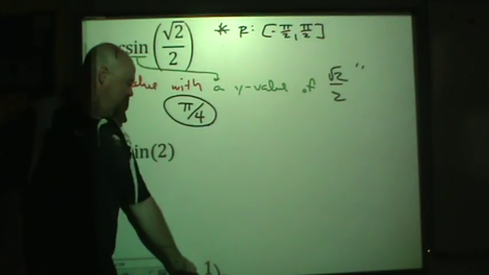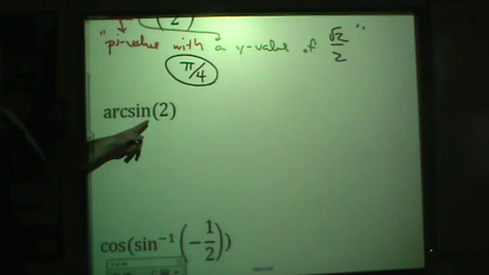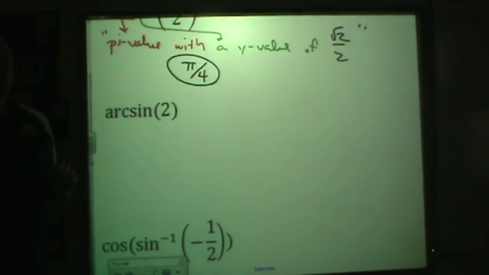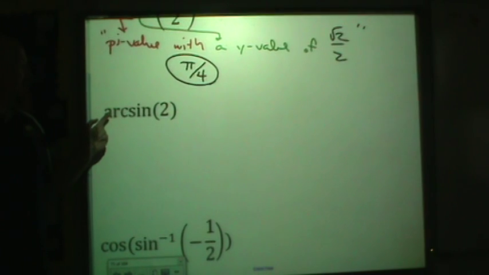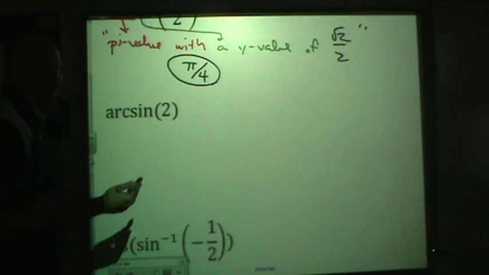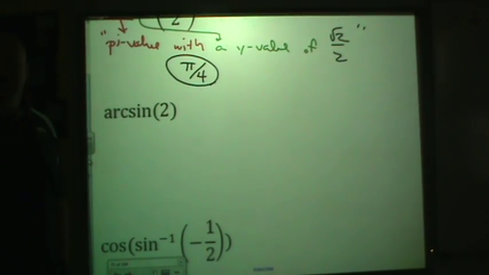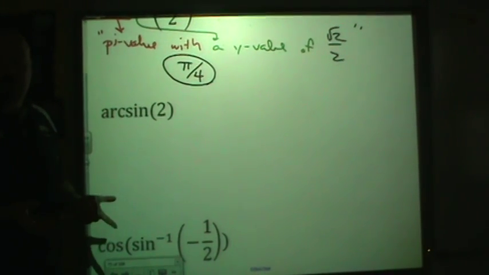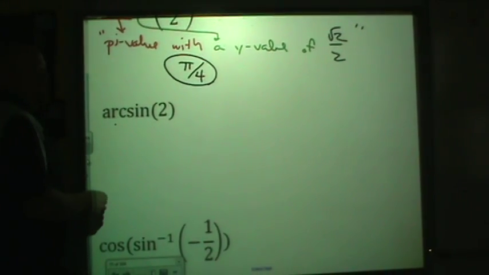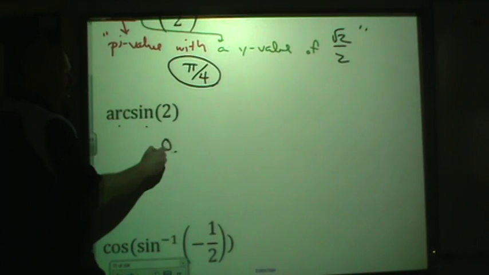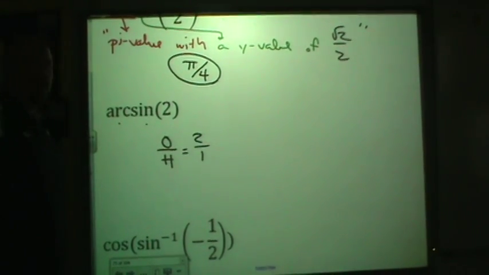Let's jump down here to the next one. Pi value with a y value of 2. Is there an angle that has a ratio of an opposite side over the hypotenuse of 2? Because that's our other option, right? 2 is not a y value on the unit circle for us. So if we can't use that, maybe we can use the right triangle trig, but that would mean that there is some angle in a right triangle that has a sine ratio of 2 over 1. It has an opposite over hypotenuse value of 2 over 1.